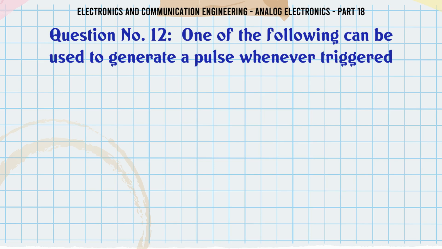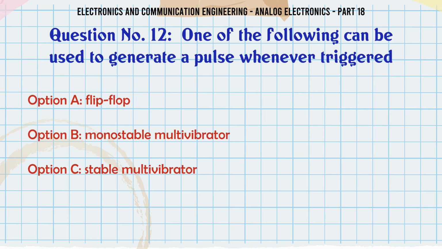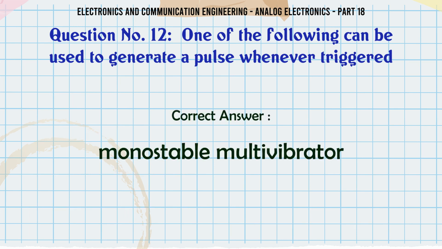One of the following can be used to generate a pulse whenever triggered: A. flip-flop, B. monostable multivibrator, C. astable multivibrator, D. Schmitt trigger. The correct answer is monostable multivibrator.